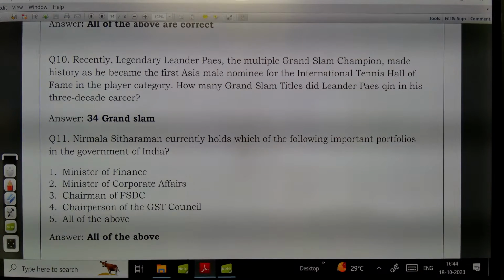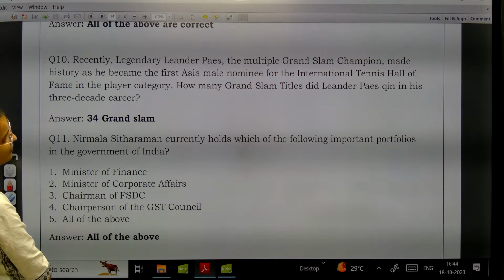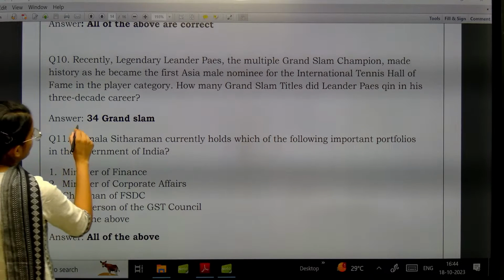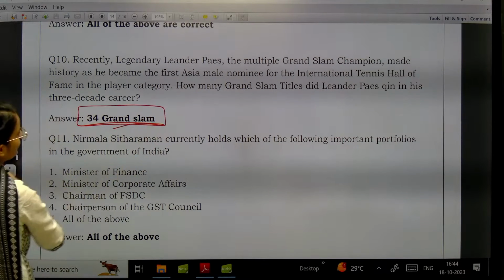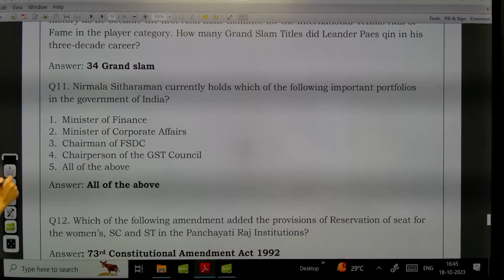Recently, legendary Leander Paes, the multiple Grand Slam champion, made history as he became the first Asian male nominee for the International Tennis Hall of Fame in the player category. How many Grand Slam titles did Leander Paes clinch in his 3-decade career? 34 Grand Slam. Okay. One question from sports was there. This was also easy question.